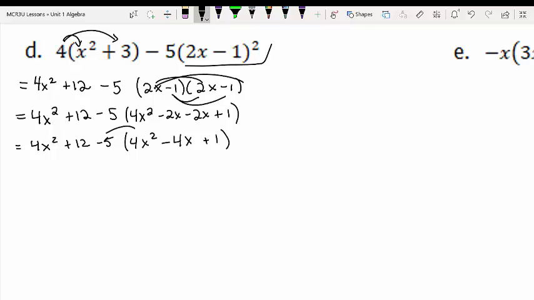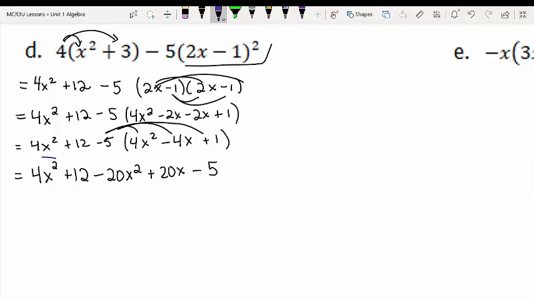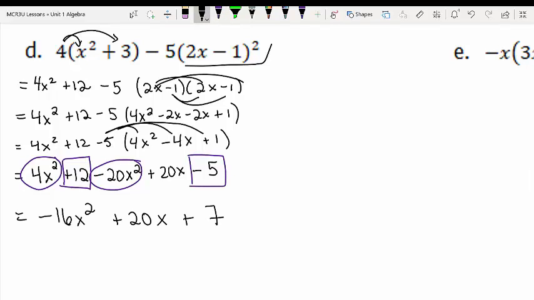Now let's distribute the negative 5 and multiply it by everything inside of those brackets. And this will eliminate our brackets. So negative 5 times 4x squared is negative 20x squared. Negative 5 times negative 4x is positive 20x. And negative 5 times 1 is negative 5. Okay, let's circle off any like terms. So we have 2 terms with the variable and exponent of x squared. And we have 2 terms that are just plain constant numbers. So we can combine those. Okay, and we know we're finished because if you read this from left to right, there are no more like terms, and our terms are in decreasing order by degree.